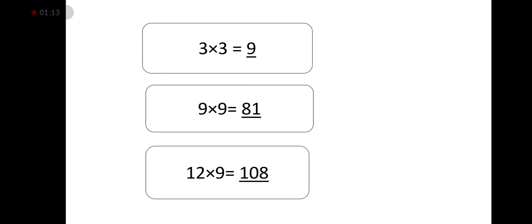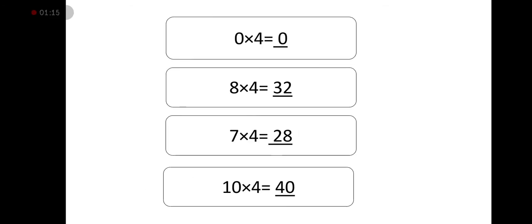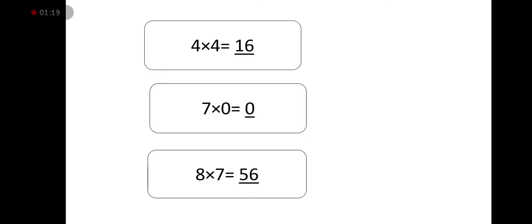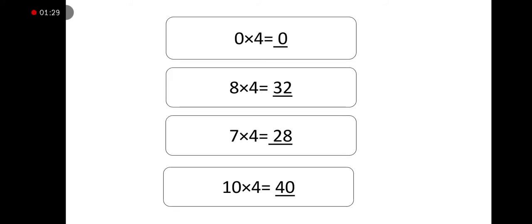12 multiplied by 9 is equal to 108. 4 multiplied by 4 is equal to 16. 7 multiplied by 0 is equal to 0. 8 multiplied by 7 is equal to 56. 0 multiplied by 4 is equal to 0.